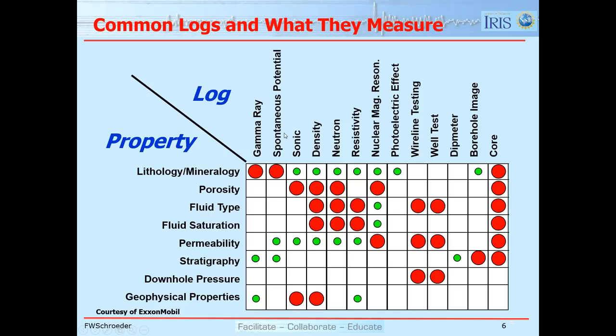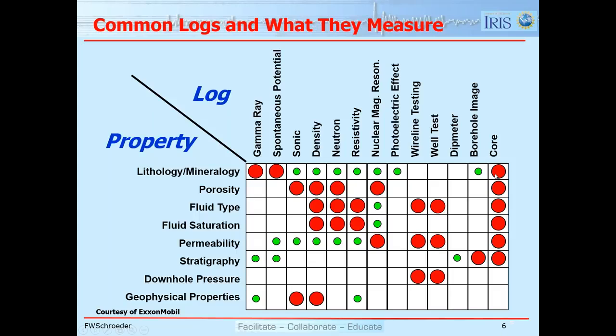Some of the common logs are shown here on the top, and the properties that they would measure are down the left side. The red arrows mean it's a major source of information. The green is it gives us some information, not as important. We'll talk about the gamma ray log. We'll talk a little bit about resistivity. The other ones we won't particularly talk about today.